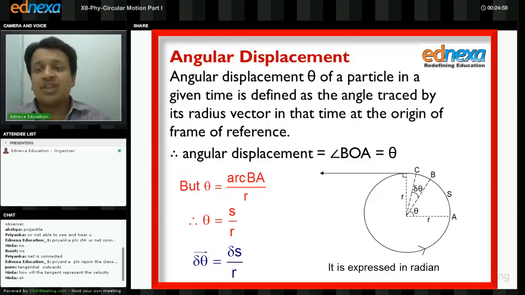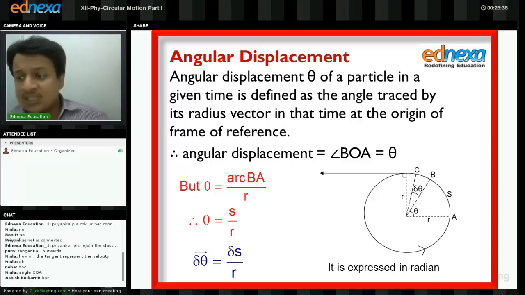I will repeat the definition. Very simple definition. Angle traced by radius vector is known as angular displacement. So BOA is not correct. BOC. BOC is the correct option. Yes, Ashish is also right. BOC or COB is the angular displacement.